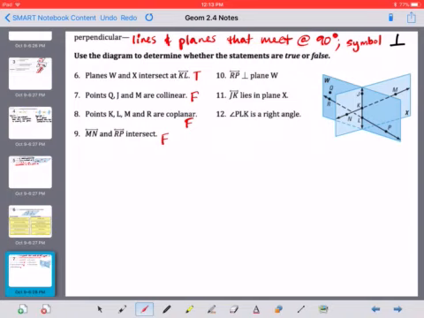Line RP is perpendicular to plane W. RP is perpendicular to plane W. I don't think so, because line RP is in plane W, so it can't be perpendicular to it. That's gotta be false. 11, line JK lies in plane X. Well, JK is actually in plane X and W, so it's also just in plane X. And lastly, angle PLK. PLK is a right angle. I don't see a right angle symbol there, so that has to be false.